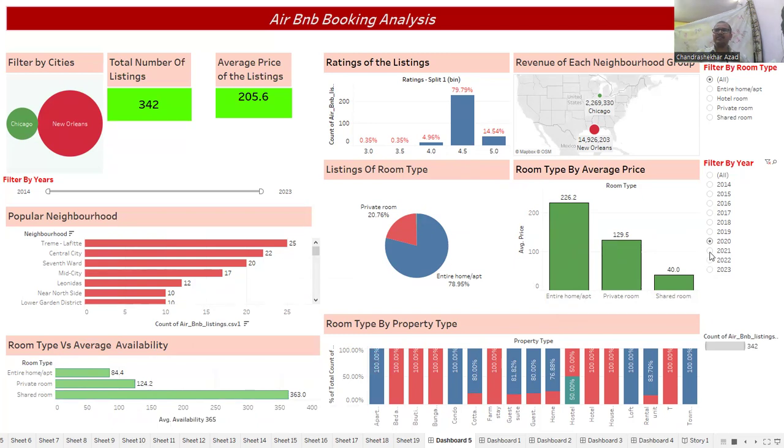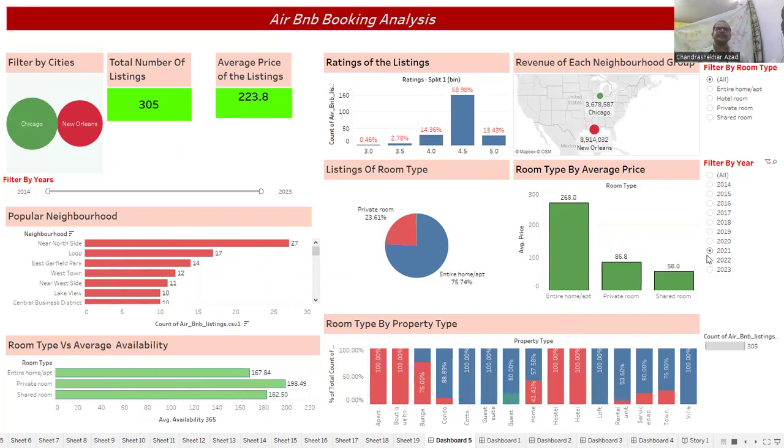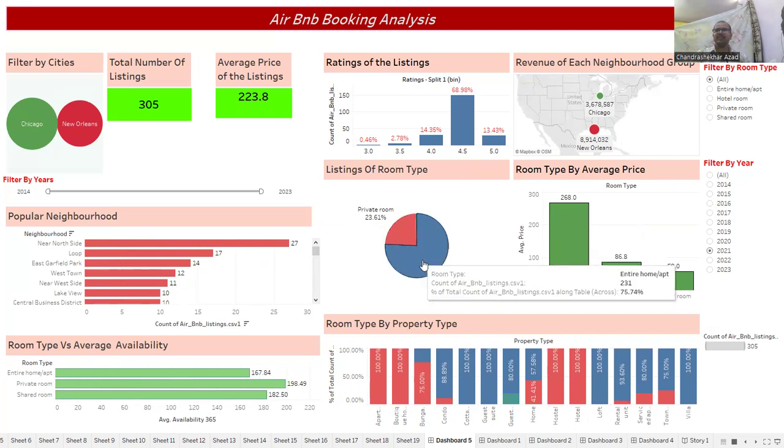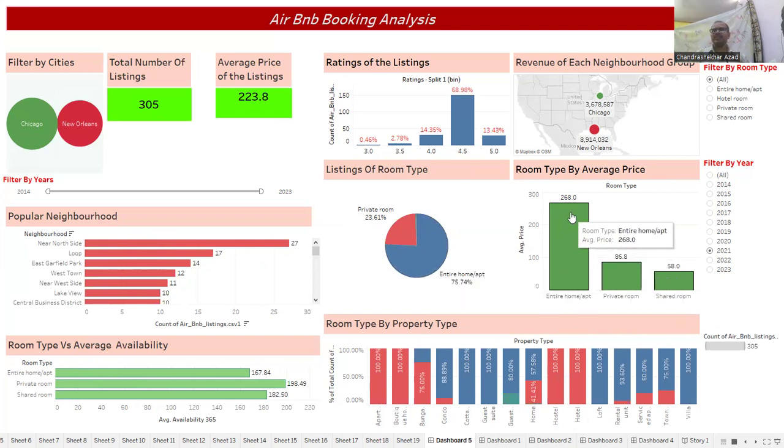If we talk about the year of 2021, the total number of listings is 305 and the average price slightly increases to 222.8. The contribution of private rooms is 23.61%, while the contribution of entire home apartment is 75%. The average price of entire home apartment in this year is 268, private rooms 86.8 and shared rooms 58.